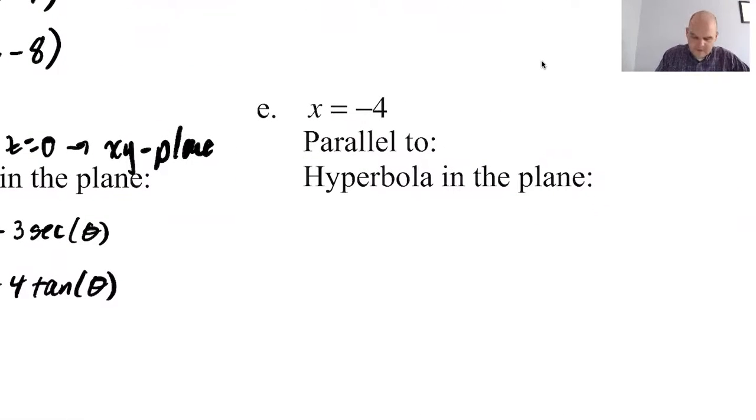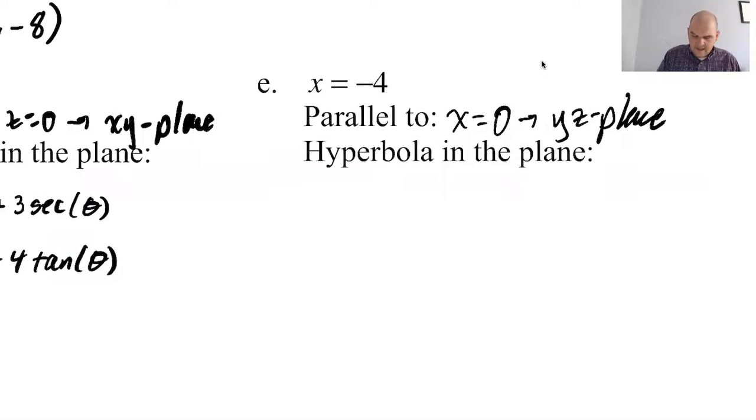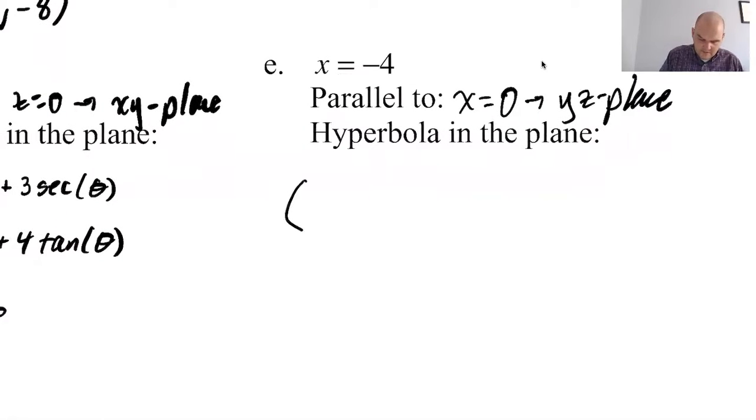x equals -4. In my brain, I'm thinking x equals 0 is parallel to that. x equals 0 is the yz plane, the plane that's to your right if you are standing in a room staring at a corner and that corner is the origin. So x equals -4, no choice. y equals something, z equals something. Since x is a constant this time, the curve is going to go some other way, so it doesn't really matter what I do.